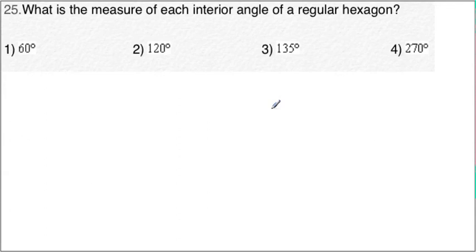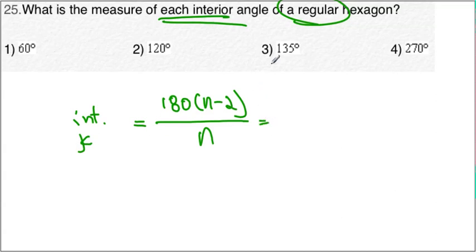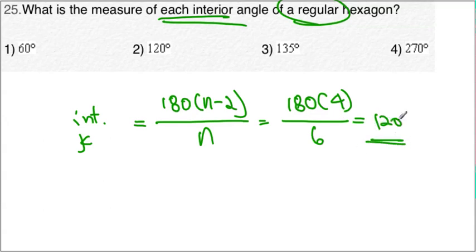Alright. What is the measure of each interior angle of a regular hexagon? Each interior angle is simply 180 times n minus 2, divided by n. That will be the measure of each interior angle of the regular hexagon, or any other regular polygon. Once you plug in 6 in place of n, we get 180 times 4, divided by 6. Then we end up getting 120. 120 degrees will be the measure of each interior angle.